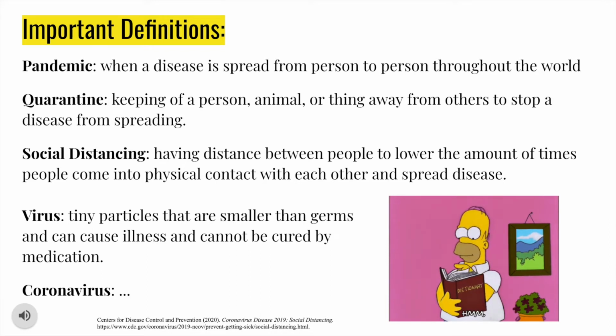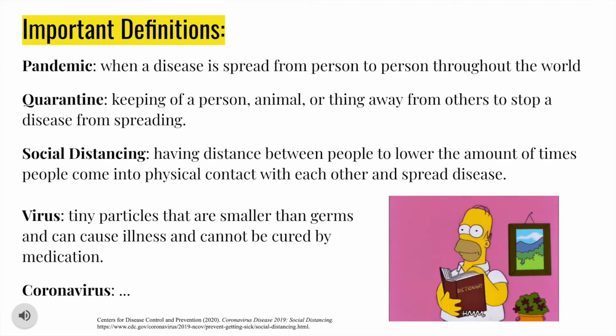The next word we're going to go over is social distancing. Social distancing is having distance between people to lower the amount of times people come into physical contact with each other and spread disease. So if you've been to a grocery store lately, you'll notice that they have little tape or ticks on the ground. That way people try to stay at least 6 feet away from each other.